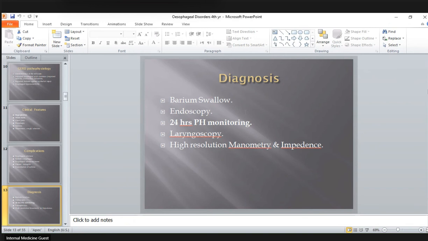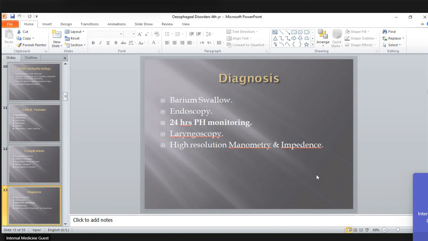How do we diagnose? We have lots of tools to diagnose the patients. None of them is 100% specific. However, in young patients with typical symptoms and short presentation, we may treat the patients without any investigation, based on their symptoms. Now, in other cases, we might have to do certain investigations.